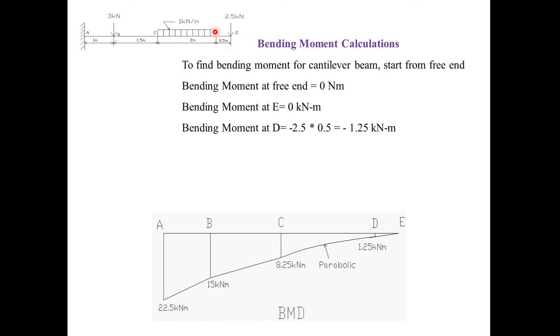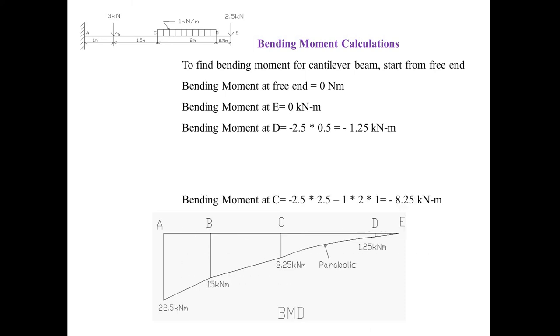Then bending moment at D. To take the bending moment at D, we'll consider the right hand section. If you consider the right hand section, the downward force is going in the clockwise direction, and right hand side clockwise is negative, so minus 2.5 multiplied by 0.5, that will be equal to minus 1.25.